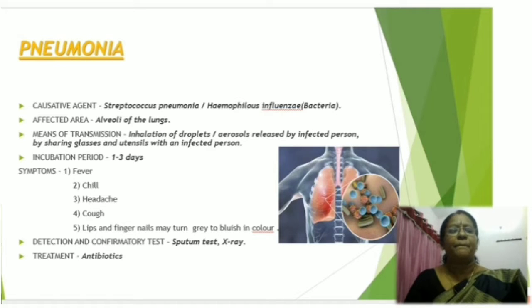Second disease is pneumonia. The causative agent of this disease is Streptococcus pneumoniae or Haemophilus influenzae. So, it is another bacterial disease. The affected part is the alveoli of the lungs. The main symptoms are fever, chill, headache and cough. In severe cases, the lips and the fingers turn bluish or grayish in color. The mode of transmission is inhalation of droplets or aerosols released by an infected person, or by sharing glasses and utensils with an infected person.